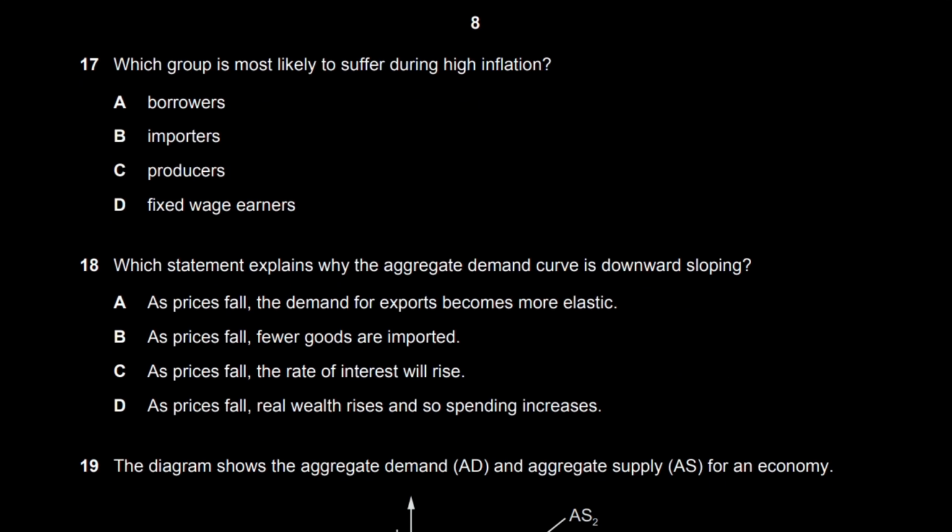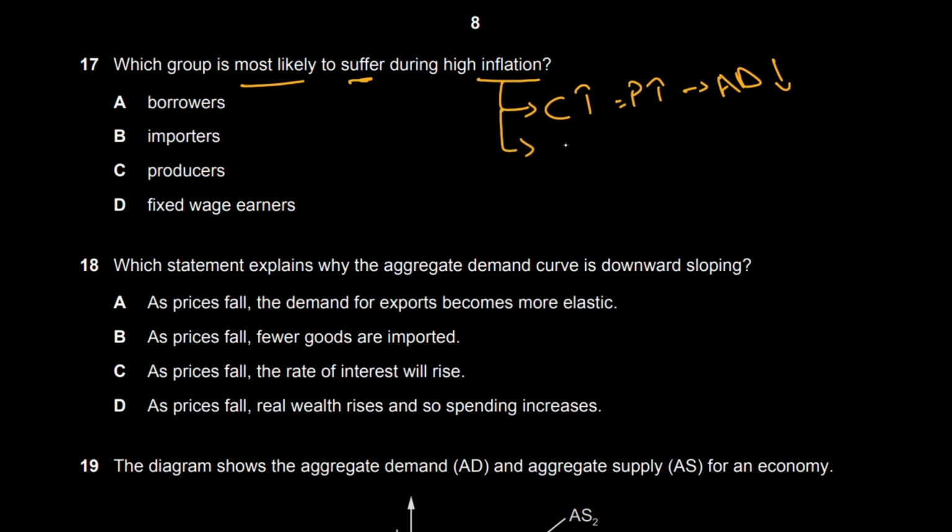Question number 17 states which group is most likely to suffer during high inflation. So we have two types of inflation. One is cost push inflation, when our cost rises, which leads to an increase in price, which leads to a decrease in aggregate demand.